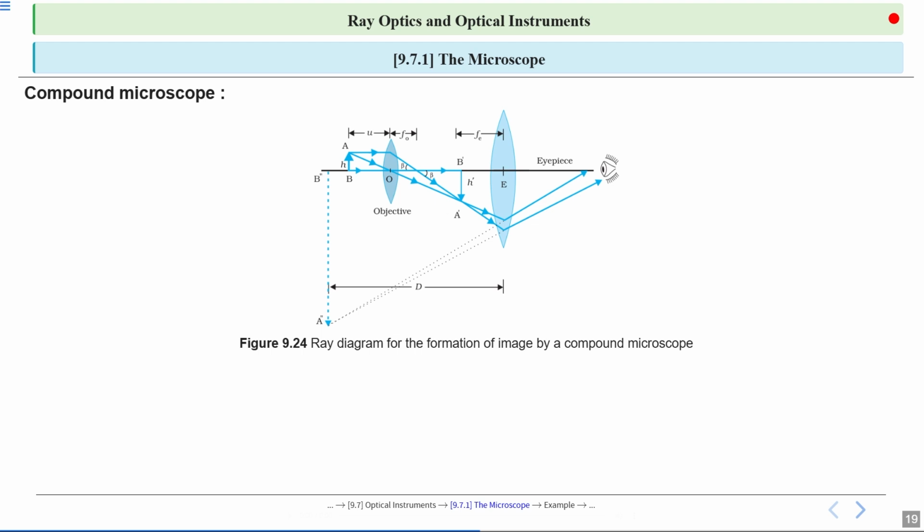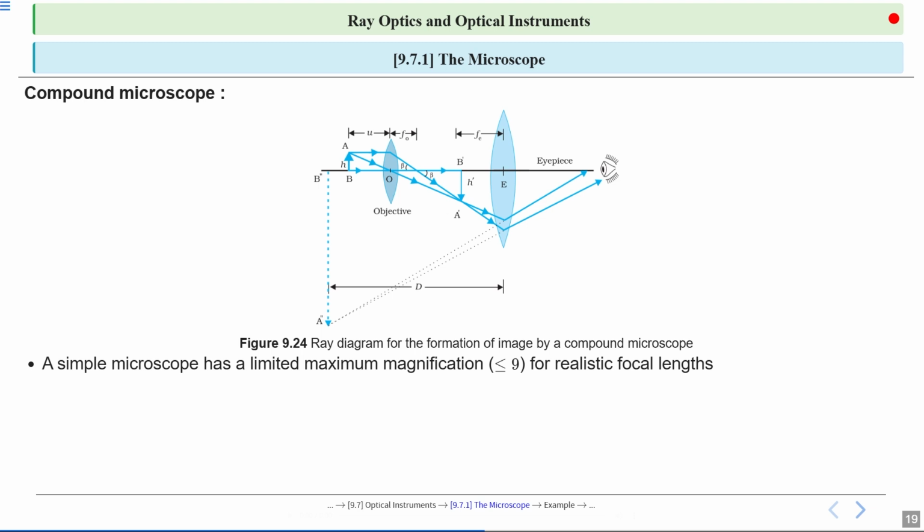Okay, now in this diagram you can see the object is placed in front of the objective lens. Okay, the image is formed as A dash B dash. Now this image will act as an object for the second lens, and the second lens will form the final image.